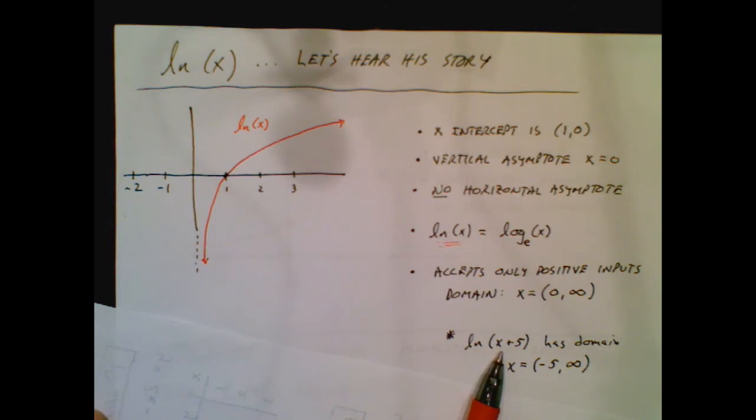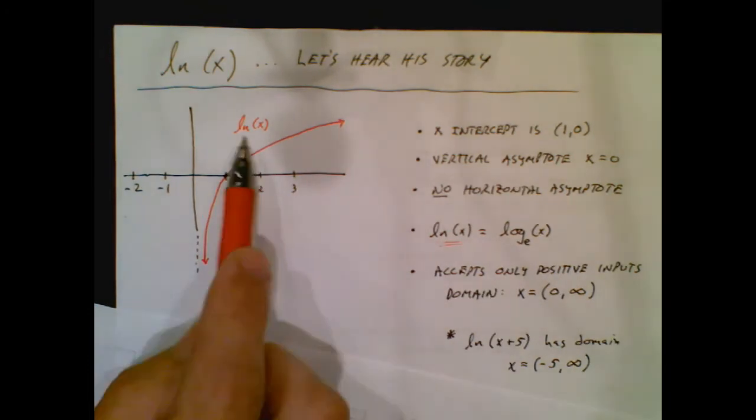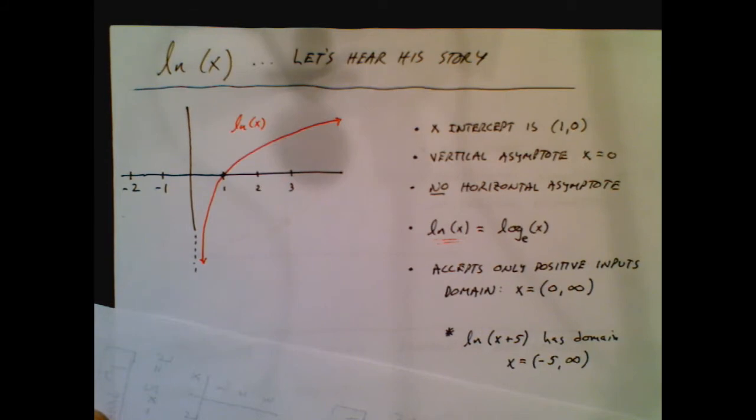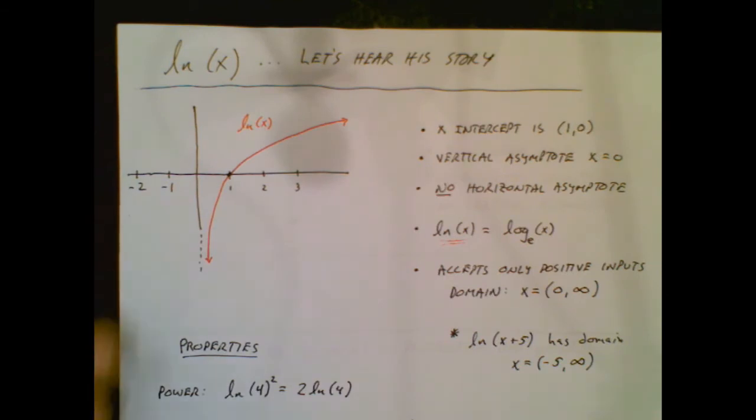So for example, here we shift it 5 units to the left. So now the domain goes from -5 to infinity. Think about it this way. If you plug a -3 into here, that ends up being natural log of 2, which is okay. But if you plug a -3 into here, that doesn't work because that's not within the domain.